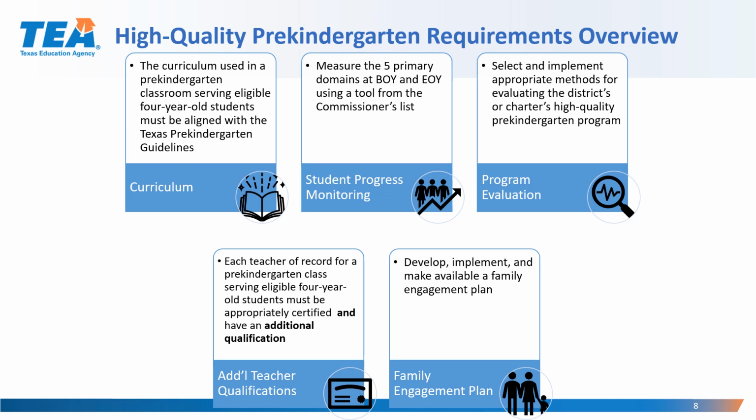Additional teacher qualifications. Each teacher of record for a pre-kindergarten class serving eligible 4-year-old students must be appropriately certified and have an additional qualification. Finally, the Family Engagement Plan. The Family Engagement Plan is something where the LEA develops, implements, and makes available to families a family engagement plan.